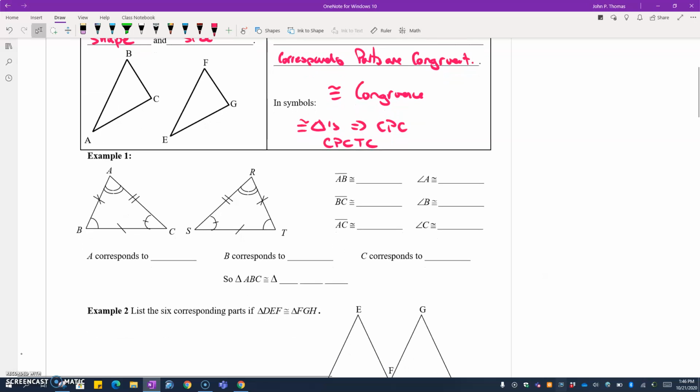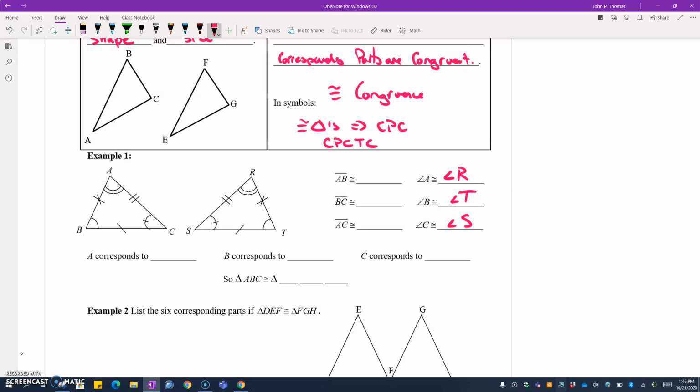So when we look at example 1, we have a lot of congruences marked here, so we're going to start transferring those over to the list on the right. It looks like A and R are congruent, because they have the same markings. B and T are congruent, because they have the same markings. And C and S are congruent, because they have the same markings. Those are our 3 equalities associated with the angles in these 2 triangles.